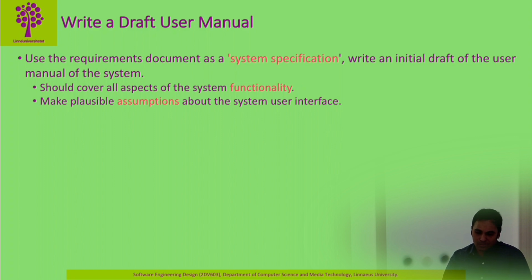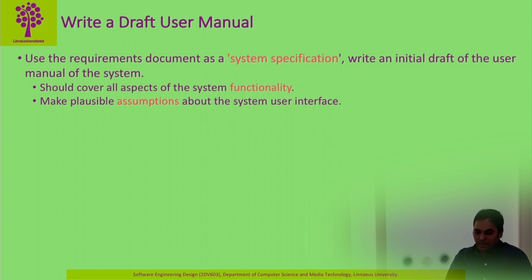But that's the reason that you should have a draft user manual while you are developing a prototype. And also, this draft user manual can be delivered as a final user manual as the system evolves from prototype to final version. So to write the draft user manual, start with the requirements document as a specification or system specification document. And for each of the requirements, you should write how to use them.